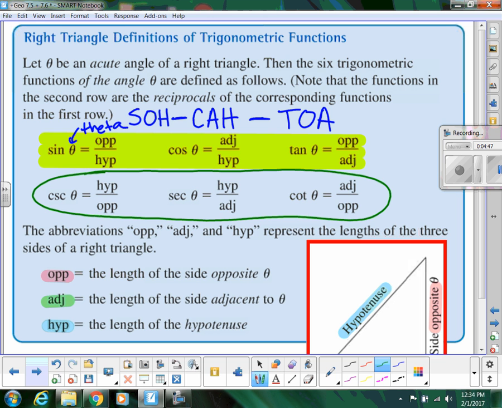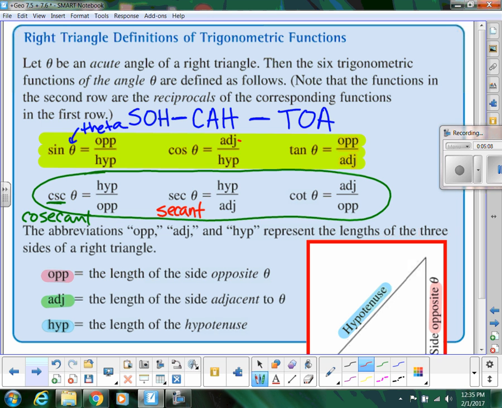So if I wanted to do the reciprocal of opposite over hypotenuse, that's just hypotenuse over opposite, and we call that cosecant. That's how you say that. The reciprocal of cosine is secant.